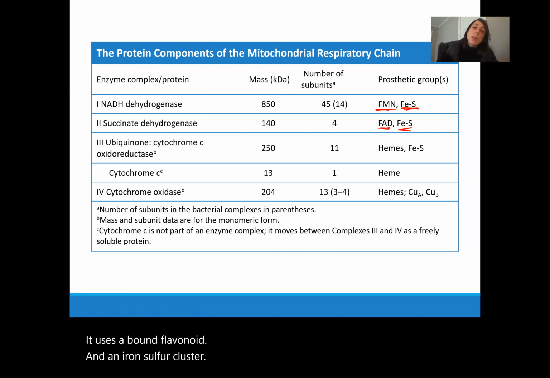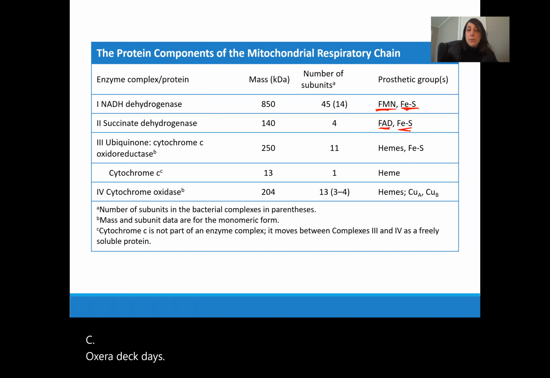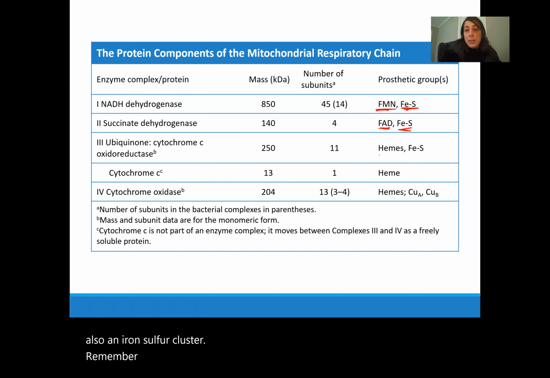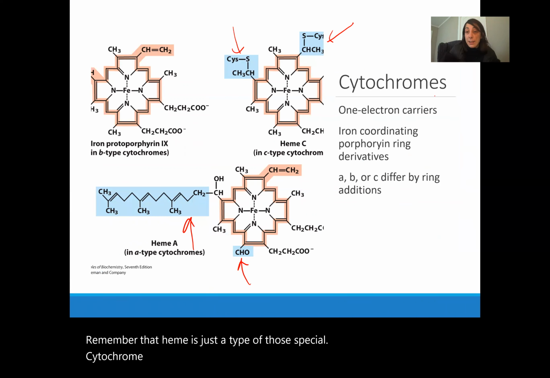The third of the electron transport chain complexes is called ubiquinone or cytochrome C oxidoreductase. It's often referred to as just cytochrome C. It is probably one of the most well-known complexes within the electron transport chain. And it utilizes heme and also an iron sulfur cluster. Remember that heme is just a type of those special cytochrome molecules. So it is a cytochrome.